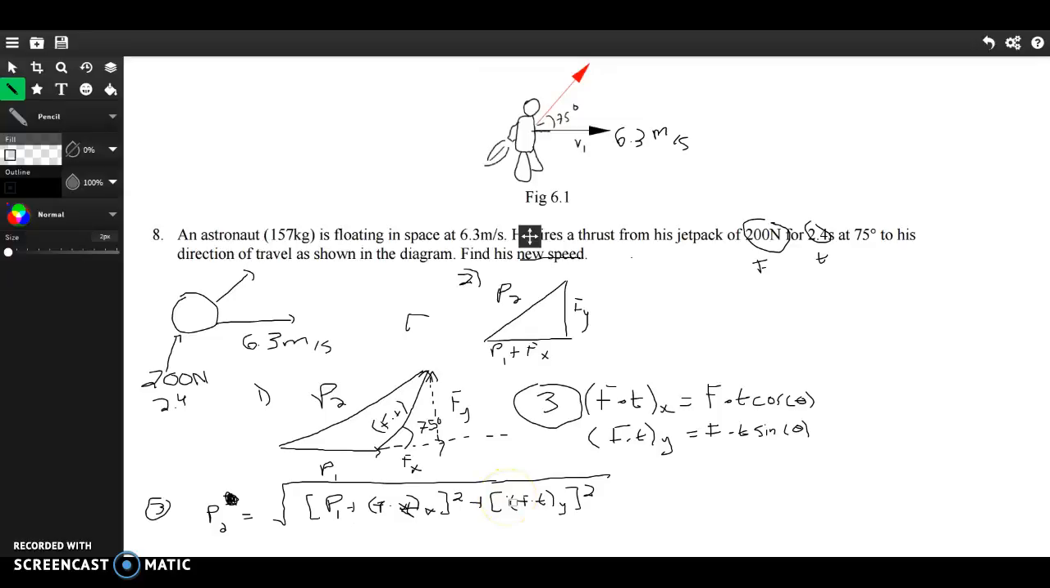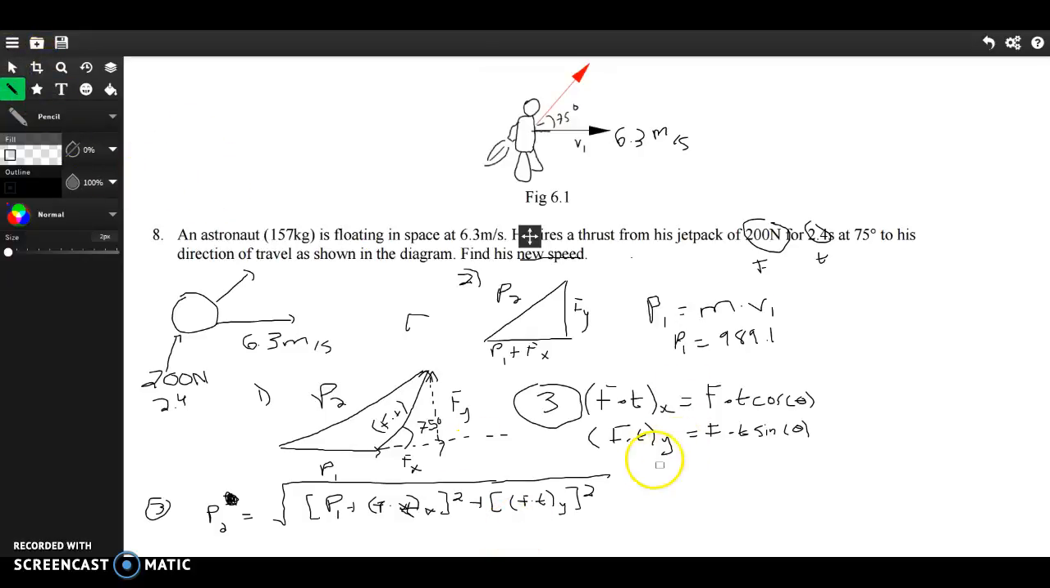And so if we plug in the values we're given, we'll get that. Well, first let's get our velocity before we get ahead of ourselves. P1 is equal to his initial mass times his initial velocity. And that would be 157 times 6.3. And you get his initial momentum is equal to 989.1.